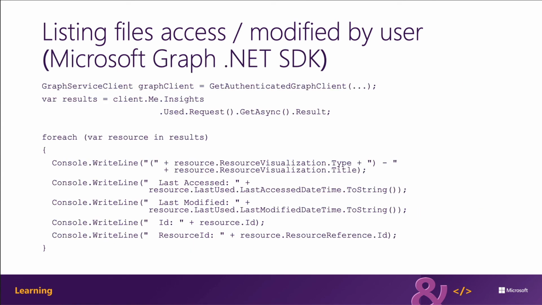You can obtain used files around the currently signed in user with the Microsoft Graph .NET SDK as well using the following code. It's a very similar call to what you saw before. We're simply going to the .insights.used endpoint. Here we can then loop through the results and display the same type of data.